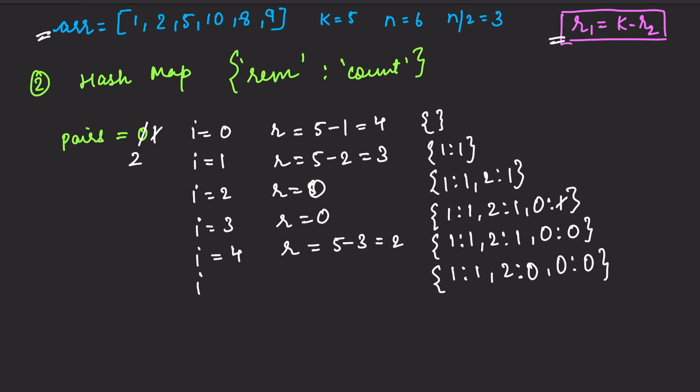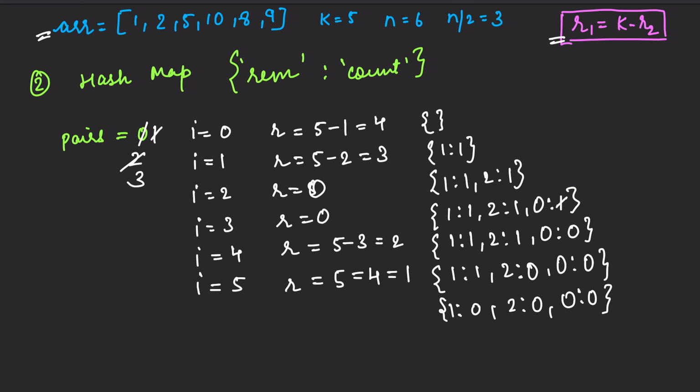Now I equals 5, so R will be equal to 5 minus 4, which is equal to 1. Do we have any 1 present? Yes, we do. So we decrease the count by 1 and we increase the pairs count by 1. So pairs will be equal to 3. So now we have reached the end of the array.